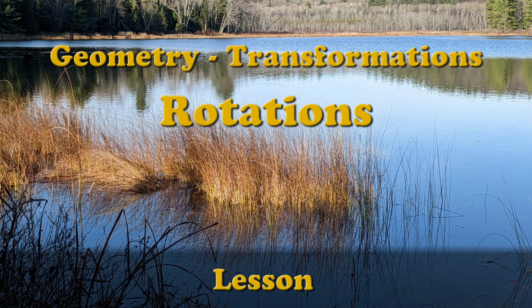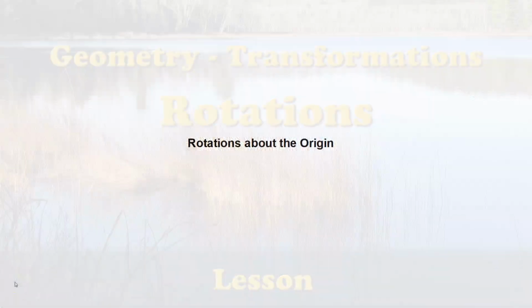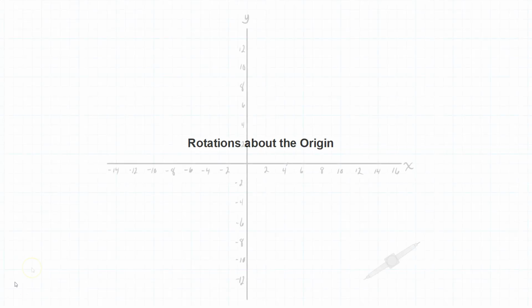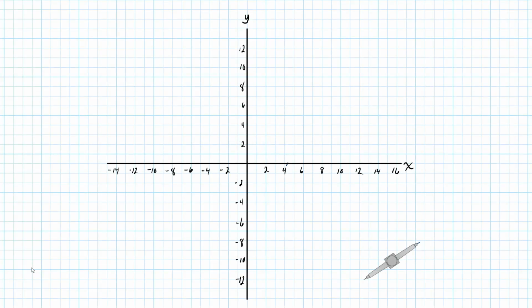Geometry transformations. Rotations. Rotations about the origin. Remember, the origin is where the x and y axis meet, 0, 0. In grade 8, when we do rotations, we're only doing them around the origin. We're going to start off just by doing a rotation of a single point before we start rotating a shape.